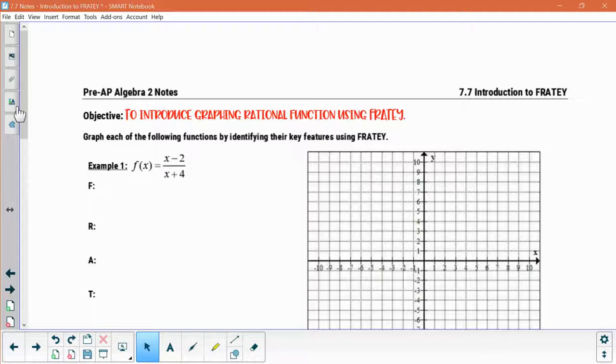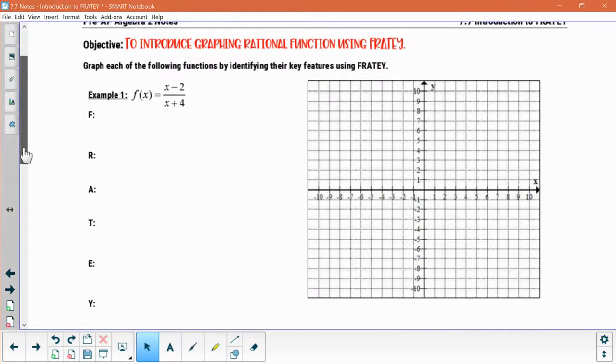Welcome to 7.7 Introduction to FRATEY. Now that you have seen the overall process for FRATEY, let's go ahead and start applying it to problems. So example 1 is x minus 2 over x plus 4.